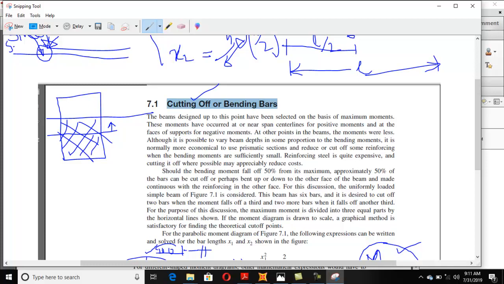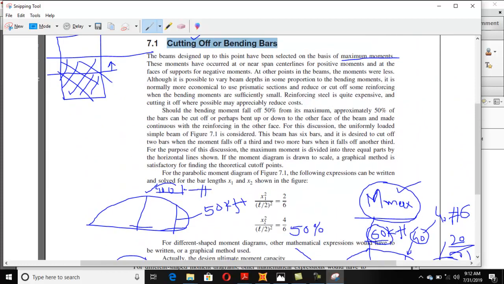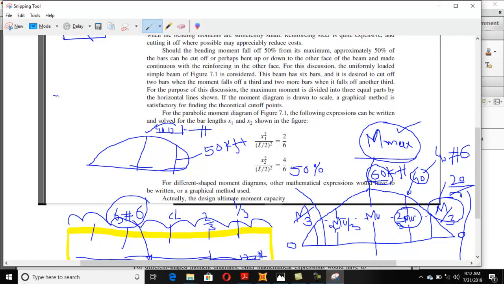The beam designed up to this point has been selected on the basis of maximum moments. That is clear. We designed the beam for maximum moment. These moments have occurred at or near midspan for positive moments, and at the faces of supports for negative moments. I already mentioned to you that most of the time the negative moment occurs at the faces of supports. And the positive moments occur at the center line or near the center line, in the locality of the center line.